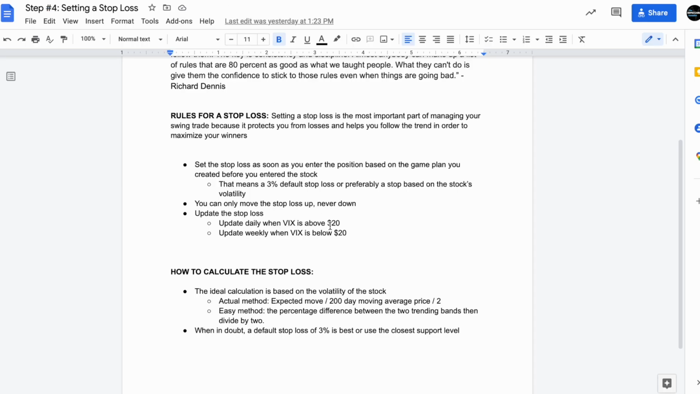If VIX is above 20, you want to monitor your stop loss daily. That can only be like 5 minutes a day where you check the stock and ask, did the stock move higher? Can I move my stop loss up a bit? That's the goal there. Now, if VIX is below 20, that means the market is going to be moving slower and you only really need to check on your stop weekly. So that's how that goes.